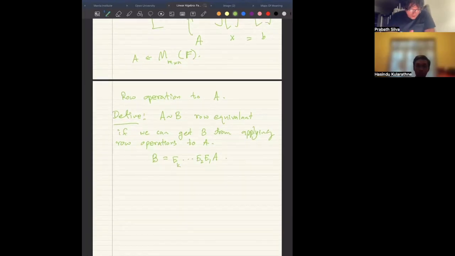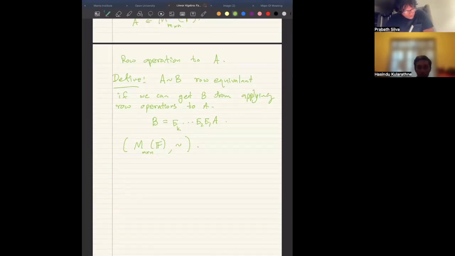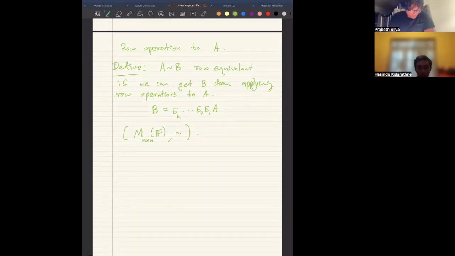So what you're really doing, we have this set of m by n matrices, and you define this relation. We say A is related to B if you can get to B by applying row operations to A. So what do you think happens here? What type of relation is this? This thing is an equivalence relation.